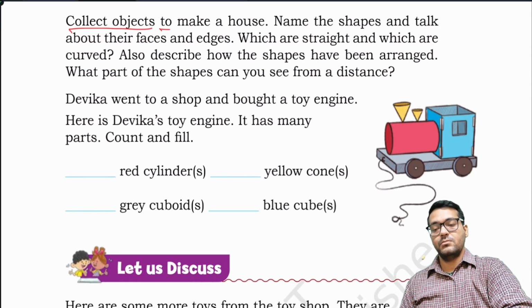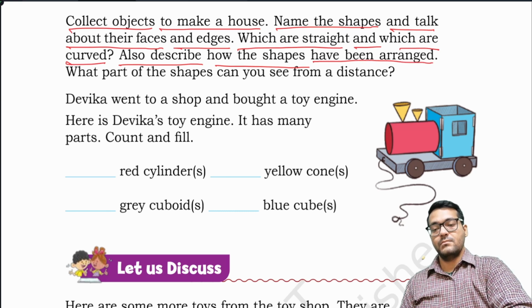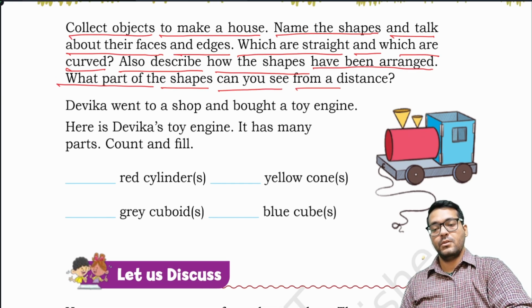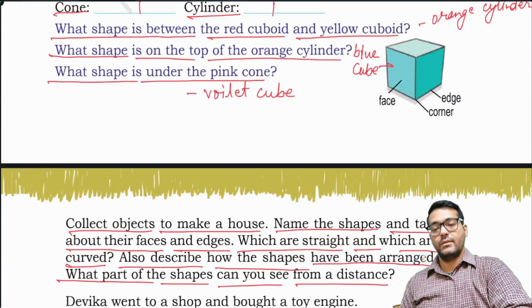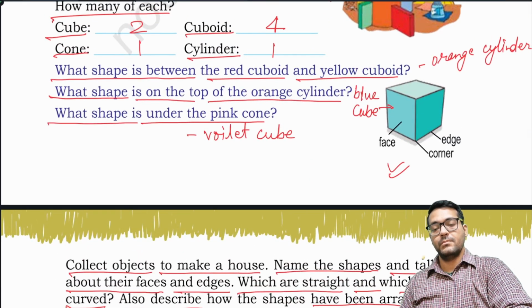Collect objects to make a house. Name the shapes and talk about their faces and edges, which are straight and which are curved. Also describe how the shapes have been arranged. What part of the shapes can you see from a distance? If you see this cube shape, you can see face, corner and edge.